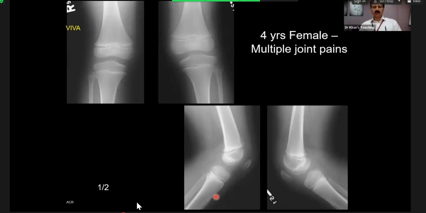Okay, so what is your conclusion? 4-year-old, multiple joint pains. What do you think is happening? Maybe it's juvenile arthritis. And why do you say that? How do you explain this enlarged epiphysis or asymmetrical epiphysis? I'm not really sure, but maybe it's from the inflammation and the hyperemia and the synovitis. Okay, well done. Excellent. So candidate 3, you can mute yourself now.